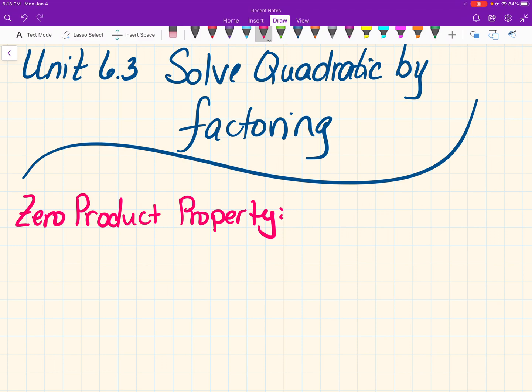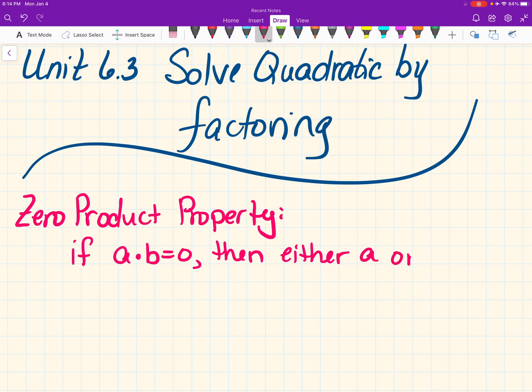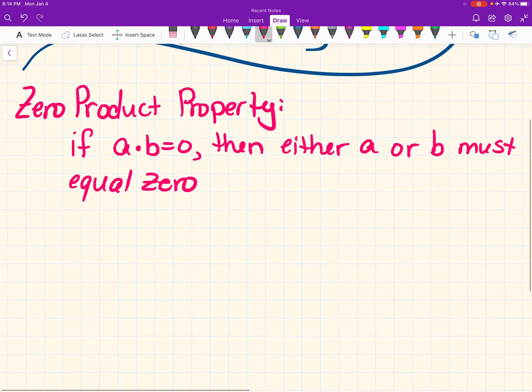Okay? The zero product property says if A times B equals 0, then either A or B must equal 0. Okay? Zero product property. Okay, so then I gave you, on the note packet, how to do it.